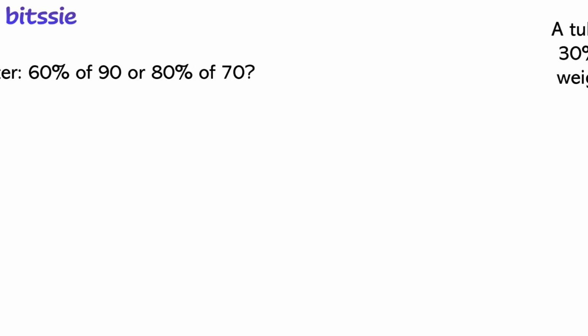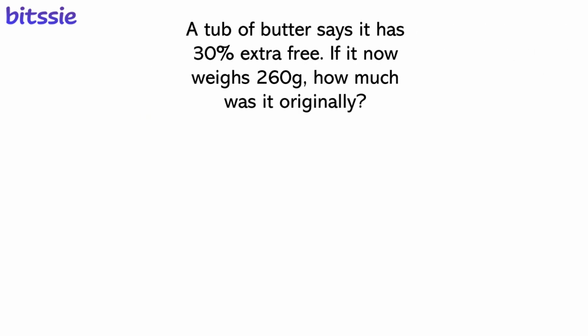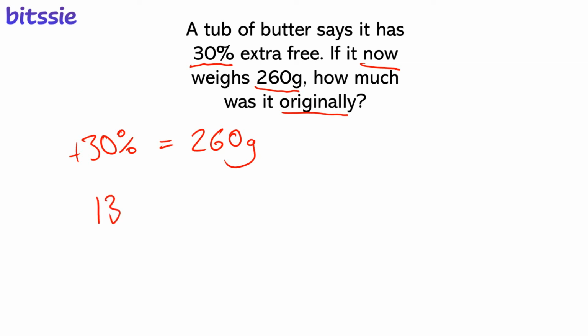Now question 5. A tub of butter says it has 30% extra free. If it now weighs 260, how much was it originally? So we know that including the extra 30%, we have 260 grams. And we've been asked to find out how much it was originally. 30% extra is like saying 130% of what it was originally is equal to 260 grams.